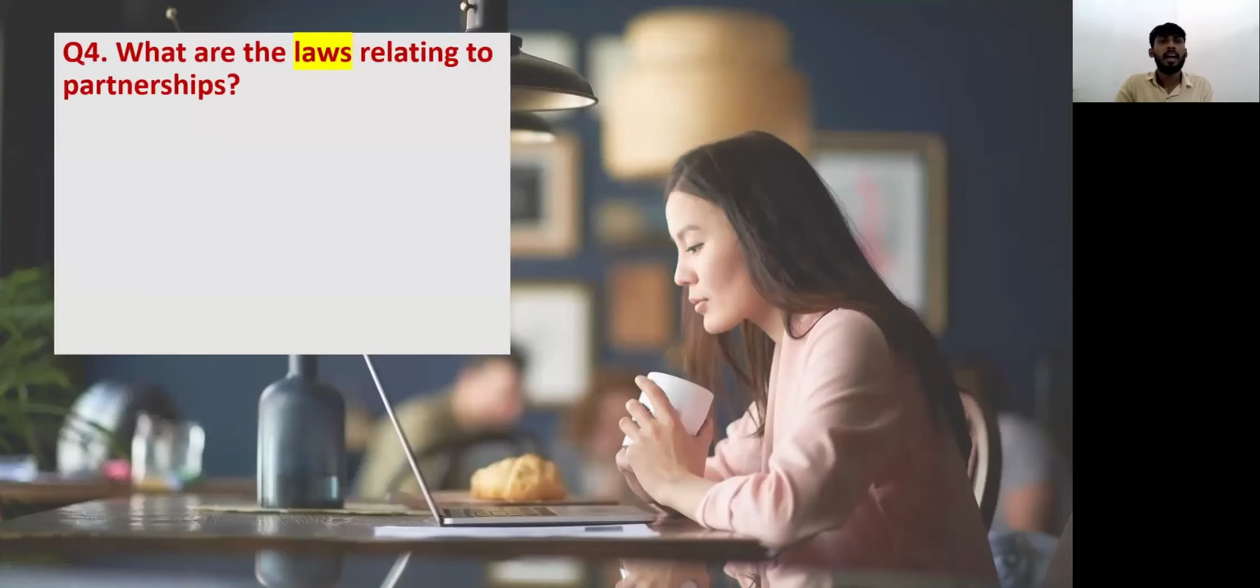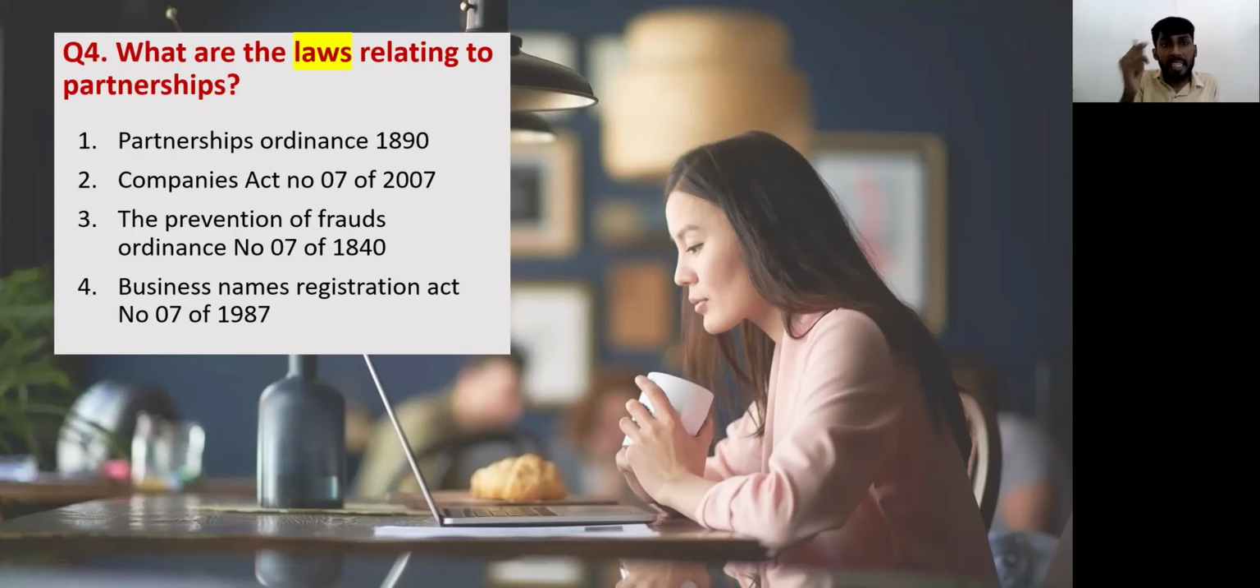Then, what are the laws relating to the partnership? Now, for any business in Sri Lanka, laws are governing those businesses. So when it comes to a partnership, there are also a set of laws. What are those? The key or the main governing rule is the Partnership Ordinance 1890. This is the main governing rule. We require this main governing rule from the accounting perspective also. We will learn it in a while.